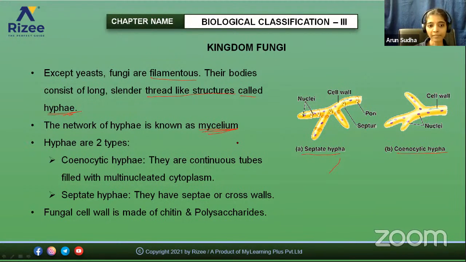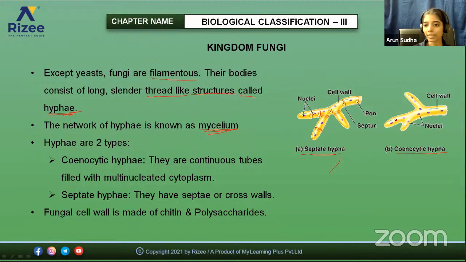If you take the hyphae, septate hyphae have a formation of septa. There is a separation in between, and in between the connections there are pores. If there is a septum, you call it a septate hypha. So these are the nuclei, the cell wall, the pore in between, and this is the septum. But in the case of a cenocytic hypha, there is no septum or separation in between. It is a continuous tube.